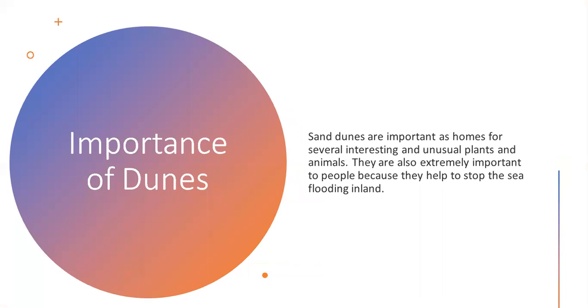So, why are sand dunes important? Sand dunes are important as homes for several interesting and unusual plants and animals. They are also extremely important to people because they help to stop the sea flooding inland. This is really good. Now we know they're homes for a few exotic, by exotic I mean rare animals, and interesting or unusual plants, and they are also important to people because they help to stop the seas from flooding inland. I hope that was clear.